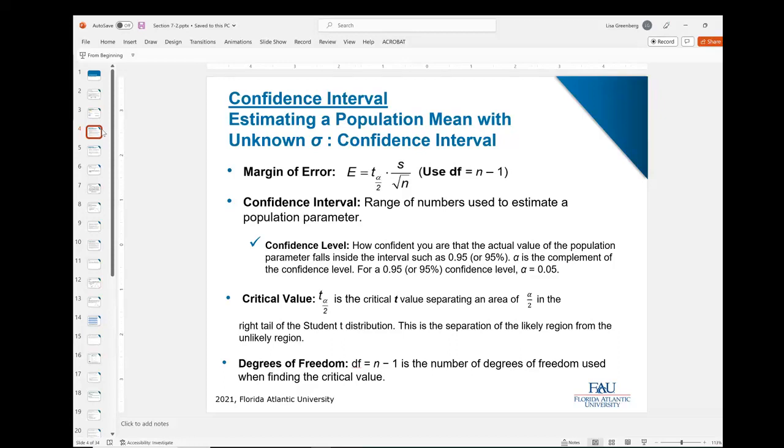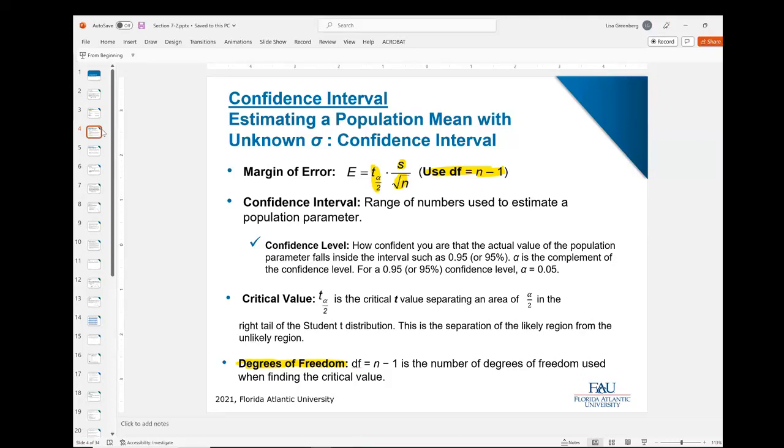So E is the margin of error, okay? And notice that instead of z sub alpha over 2, we're using t sub alpha over 2. And we're going to talk about what that means shortly. And s is the sample standard deviation, and n is the sample size. And then this right here, use df equals n minus 1. df is the degrees of freedom. And I guess if you give me a minute, I'll talk about it at the end of this page.